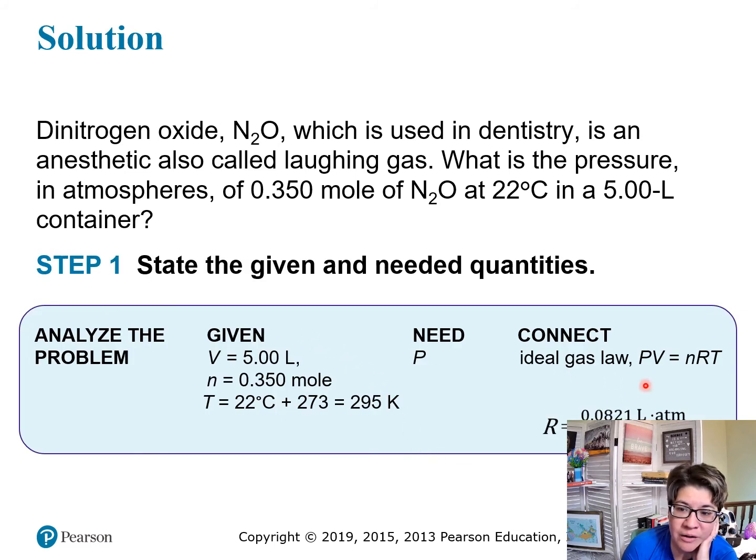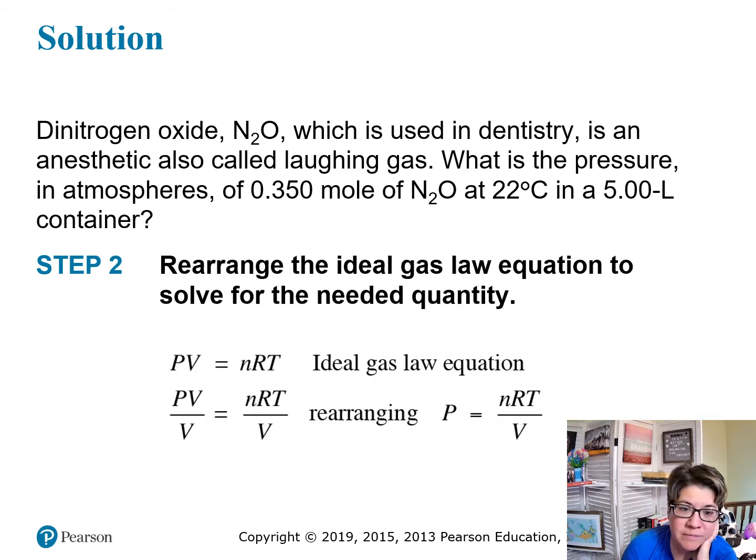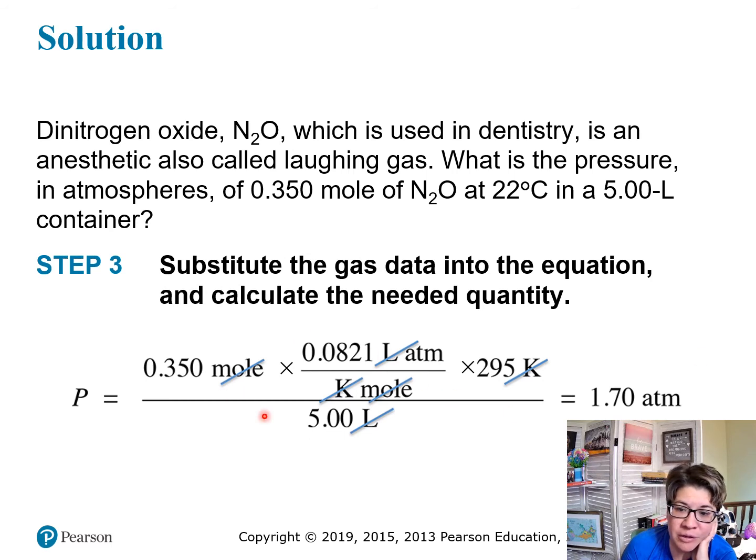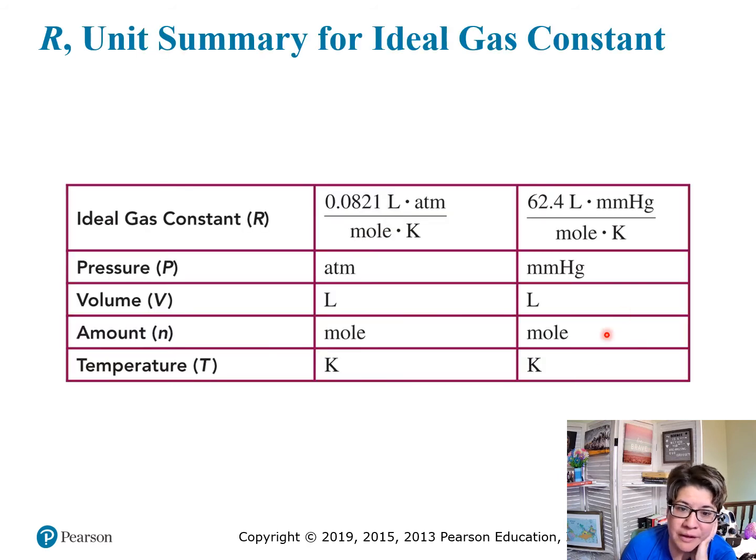So here you are, here's your equation again. You need to solve for P, and this is your given, and then here's your R over here. So since we're in atmospheres, we're going to use that one. We are rearranging to solve for P, and then plugging in our numbers, and our answer is 1.7 atmospheres. Okay, so again, this is just showing the 2 units, so make sure that you're using the correct R depending on the units that you're using.